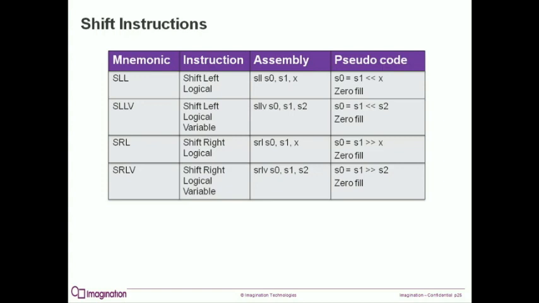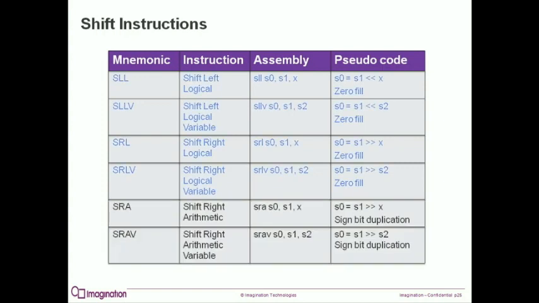The shift left variable is almost the same, but instead of an immediate value, you provide the variable value in a register. And of course, there are the equivalent shift right instructions. There are also the shift right arithmetic instructions that will preserve the signed value with the shift instead of just 0 filling.